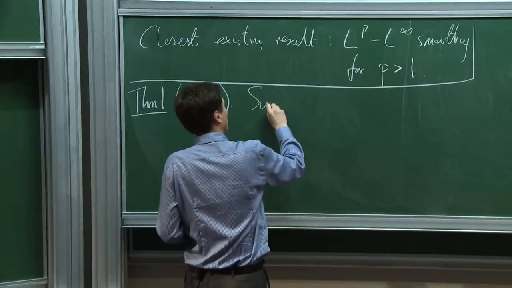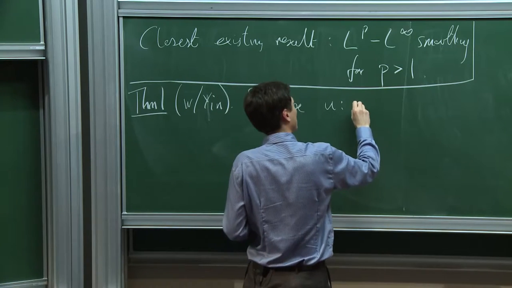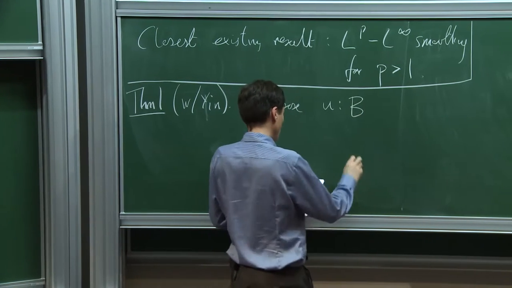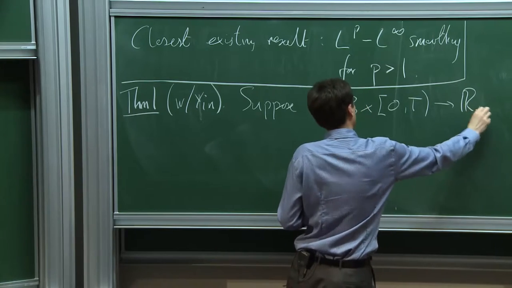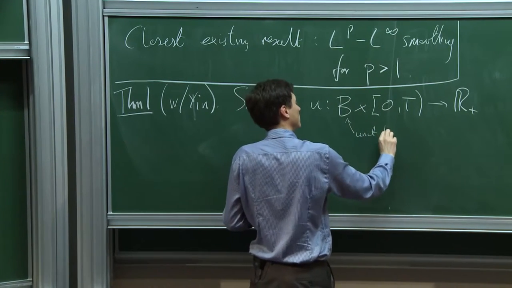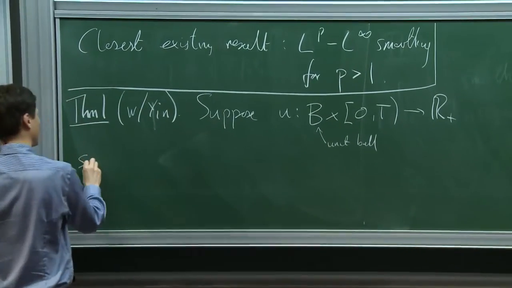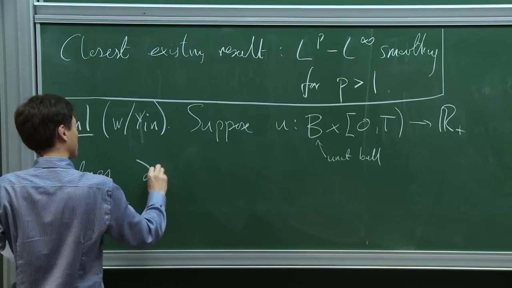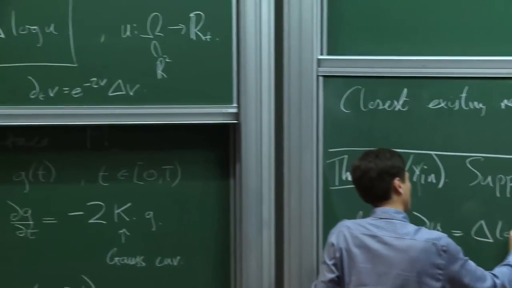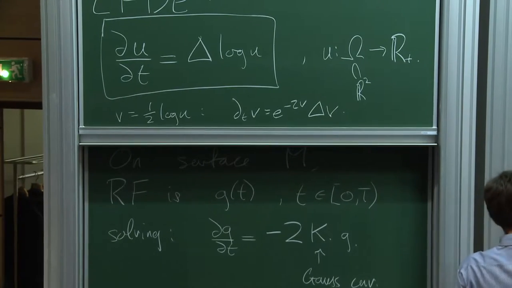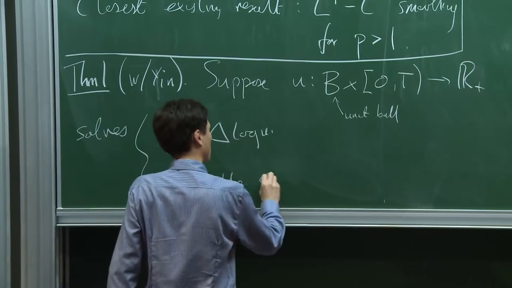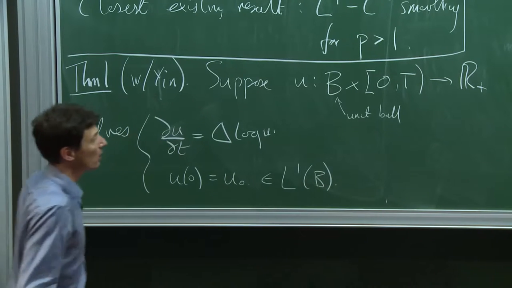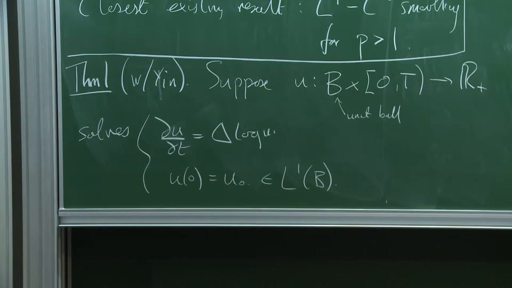So let's suppose we have a solution to this logarithmic fast diffusion equation. We're going to do it on the ball. So this here is the unit ball in R2. Suppose this solves this equation over here. It's probably just easier to write it down. And let's say with initial data U0 in L1 of the ball. I'm not making any assumptions about what happens as you approach the boundary of the ball. You could be smooth up to the boundary, you could be totally crazy up to the boundary.